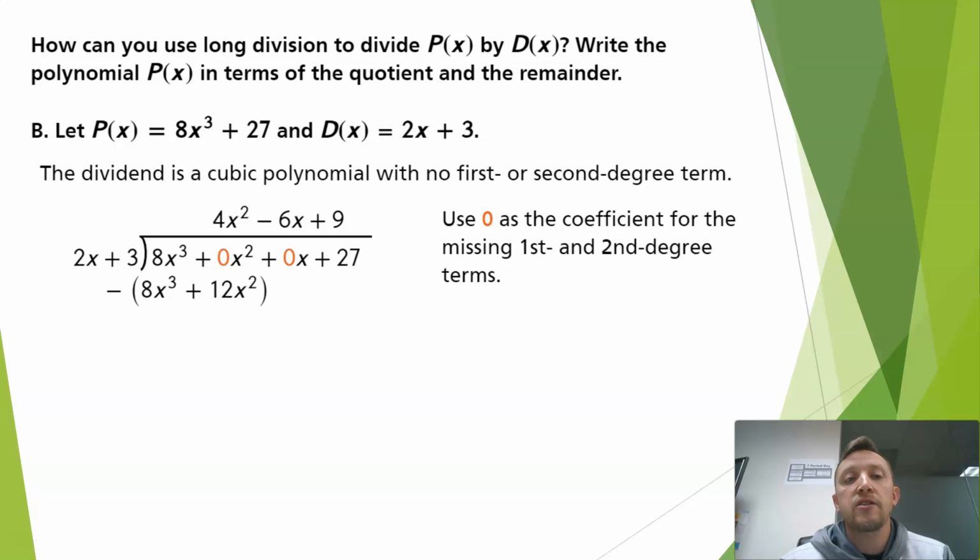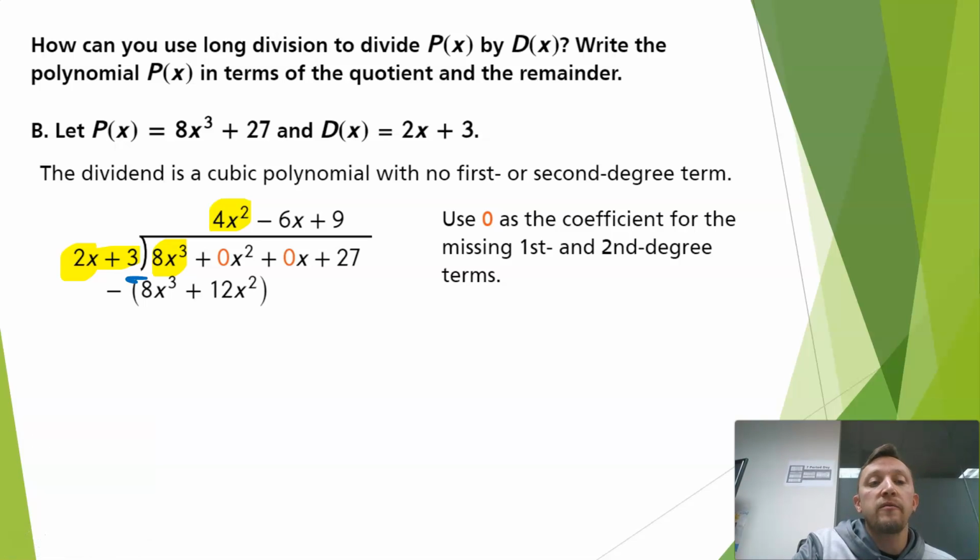So here we could see the answer, but I'm going to show you step by step how we would do this problem. First off, we would look to see, what would we multiply 2x by to get 8x cubed? Well, that would be 4x squared. So next, we take 4x squared times both the 2x and the 3. So 4x squared times 2x is 8x cubed, and 4x squared times 3 is 12x squared. Remember, next we subtract.